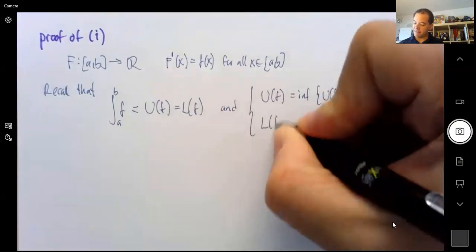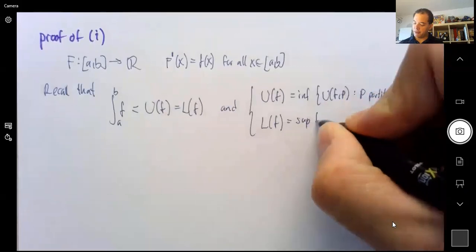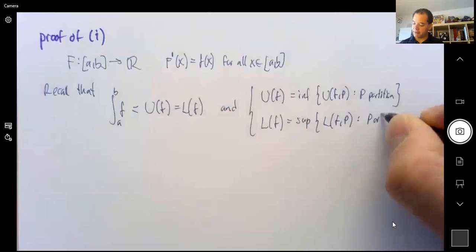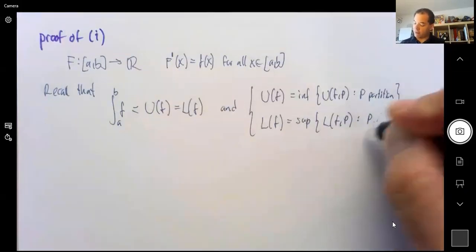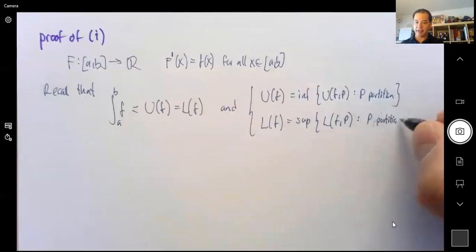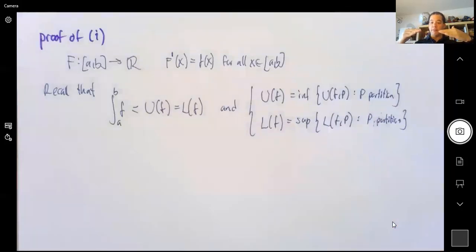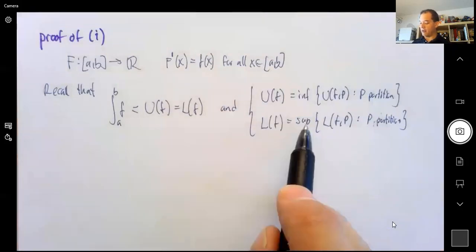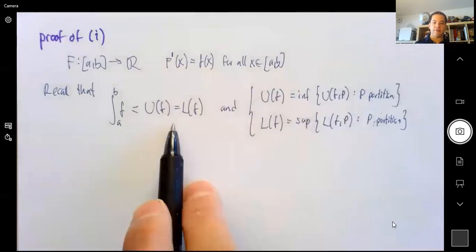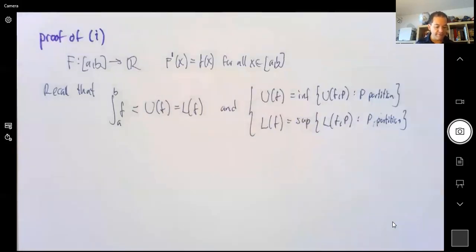And this L(f) is the supremum of all the L(f,P) over all partitions P. Remember that all the lower sums are smaller than the upper sums. And if they meet in the middle, that's the value of the integral. So if the supremum of the lower sums happens to be the infimum of the upper sums, then that's the value of the integral. That's the way we define it, okay?